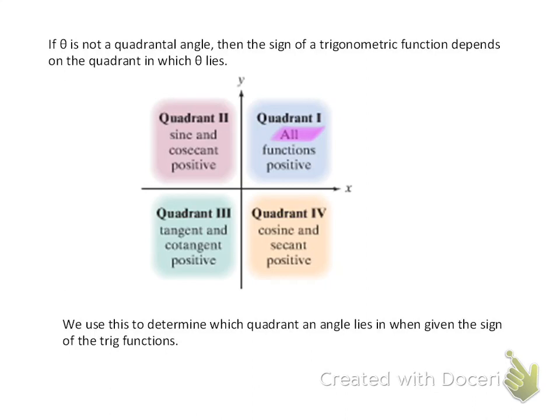If your terminal side lies in quadrant 2, the only one that's going to be positive is sine, and then of course its reciprocal, cosecant. If your terminal side lies in quadrant 3, only the tangent will be positive, the cosine and sine will be negative. Well, of course, along with tangent comes cotangent. And then in quadrant 4, your cosine will be positive, but your sine and tangent will be negative. And of course, you guys know with cosine comes secant.